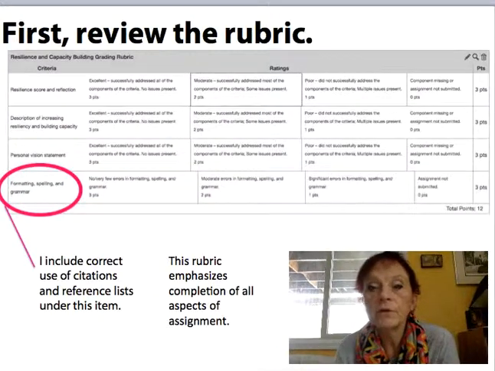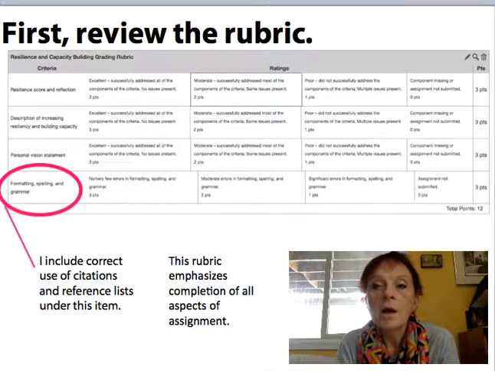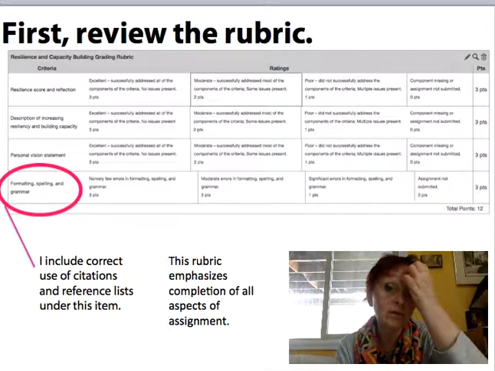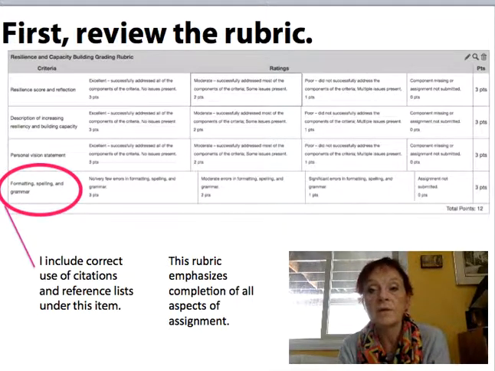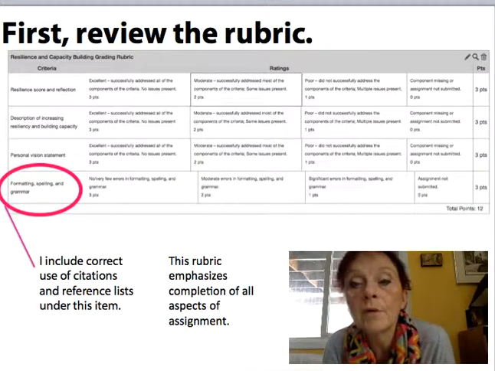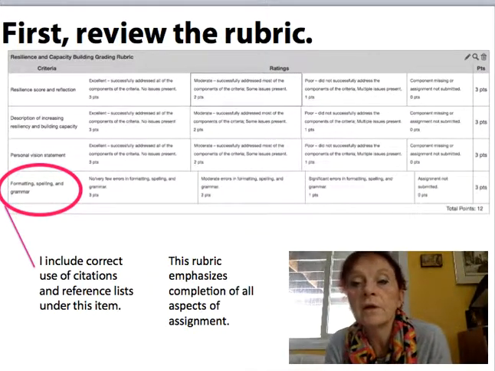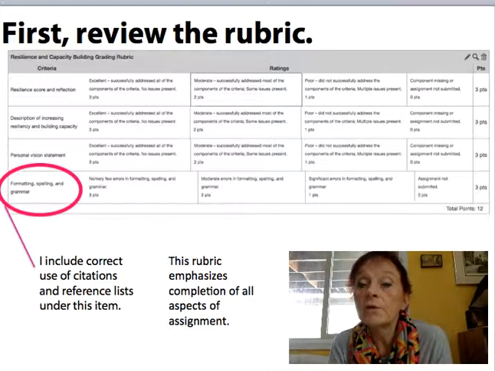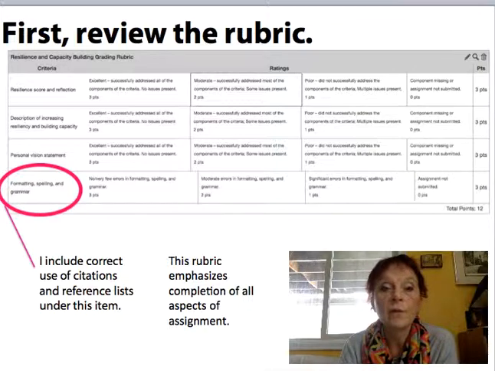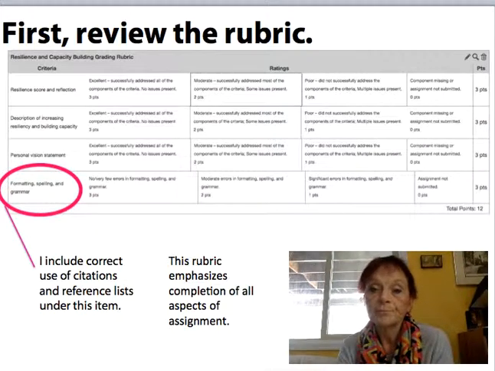So first, let's look at the rubric. As I've noted, the rubrics for these assignments are pretty similar. I did happen to note that this one really emphasizes the completion of all aspects of the assignment. So you need to make sure you address all components. And just a reminder that I do count correct use of citations and reference lists under formatting, spelling, and grammar.